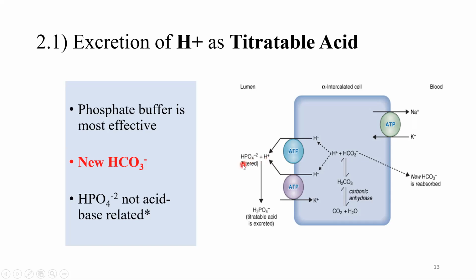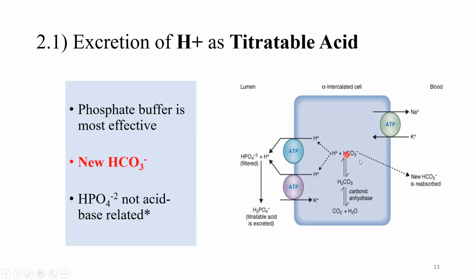This hydrogen is basically titrated against HPO4, which is filtered. So it's made in the body and filtered in the glomerulus, and comes to this part of the tubule, gets titrated with hydrogen, forms H2PO4, which can then be relatively easily excreted. Okay, so this is one part. There are three very important points here. One part is how hydrogen basically titrates against filtered HPO4 to form H2PO4.